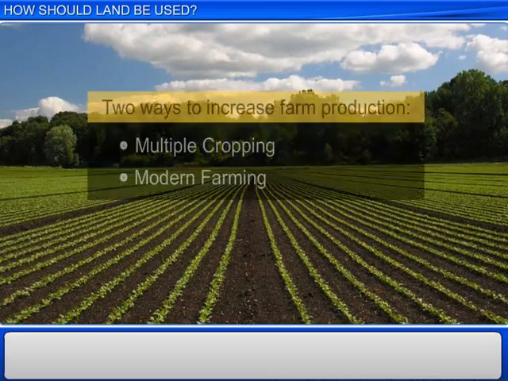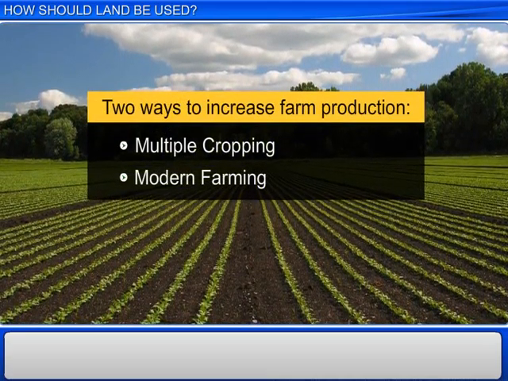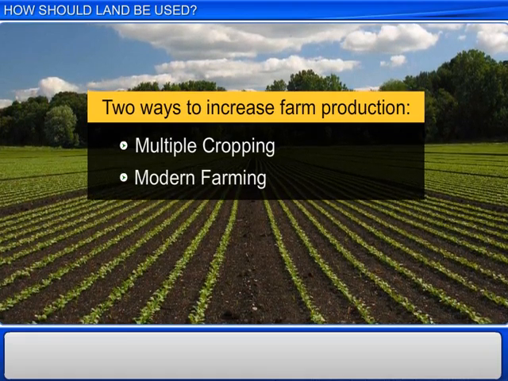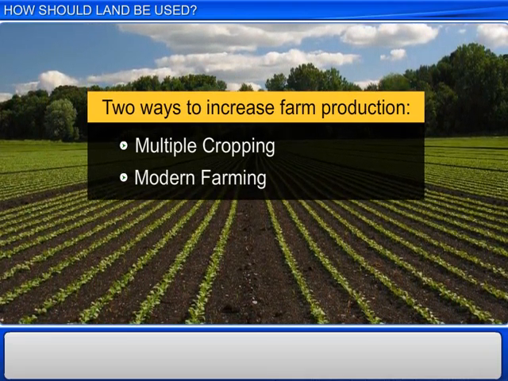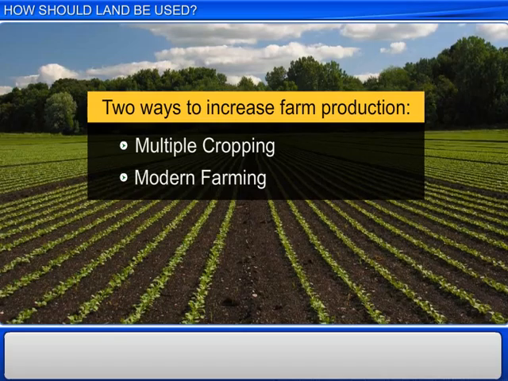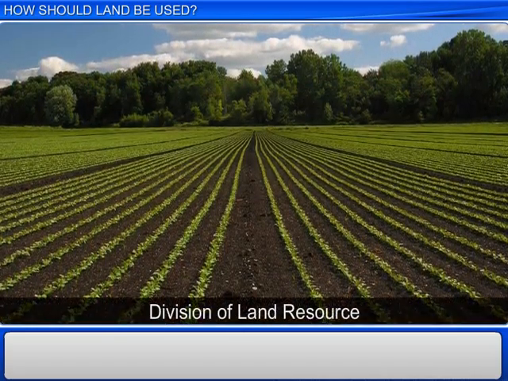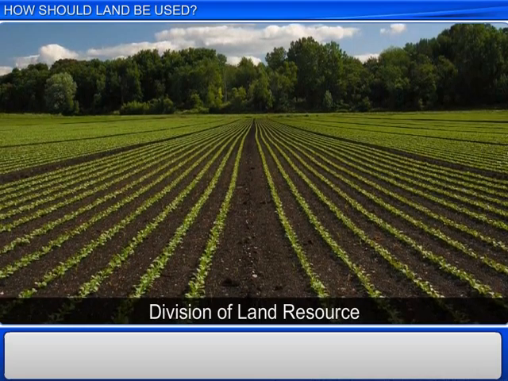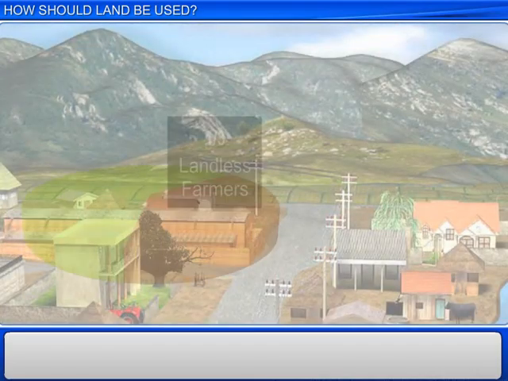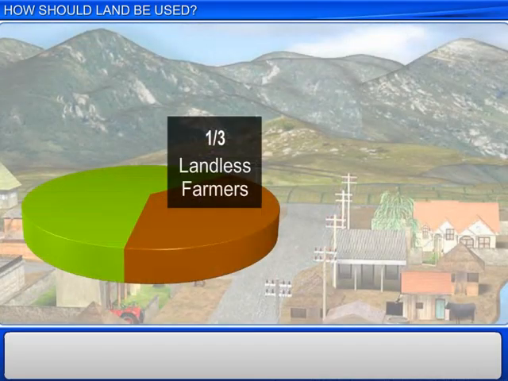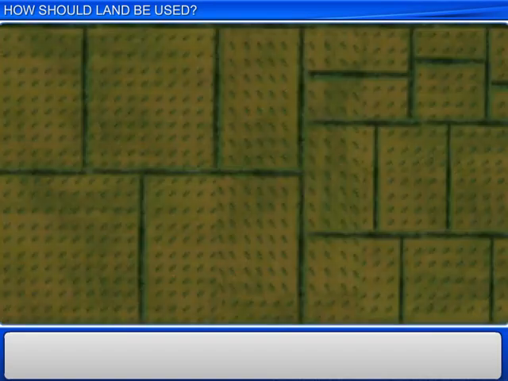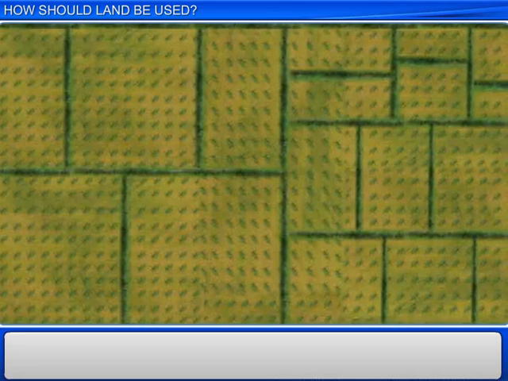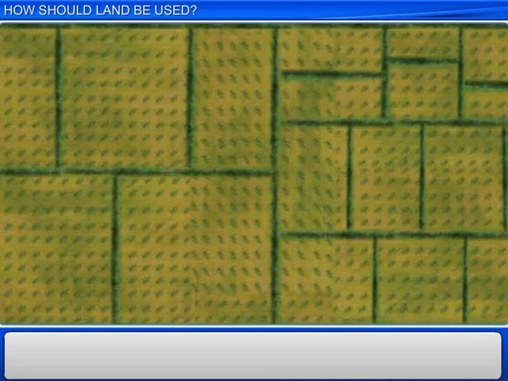We have discussed multiple cropping and modern farming as two ways to increase farm production. However, farm production also depends on how much land a farmer has. Let us see how cultivable land is divided amongst farmers in Palampur. Around 1/3 of the families in Palampur are landless. Here is an aerial view of the farms in Palampur. Observe that there are a large number of small fields and a few large ones.